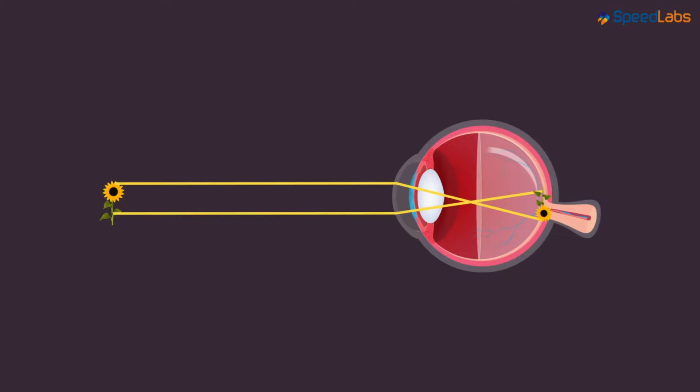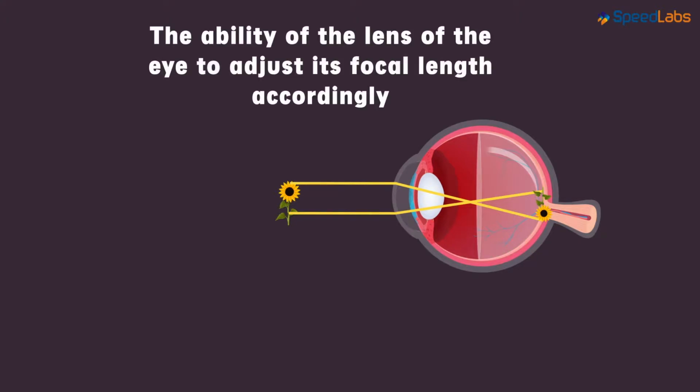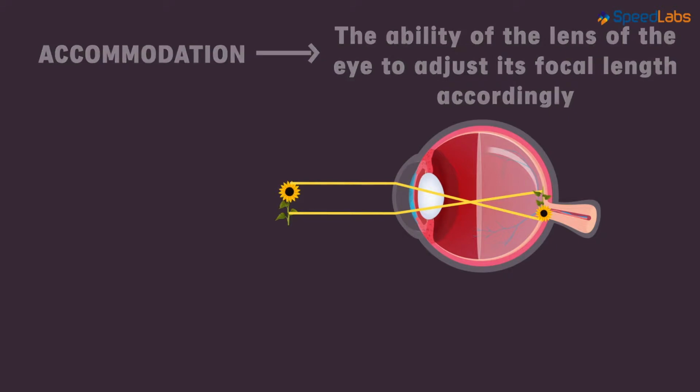So that's the whole point. By adjusting its shape, the lens makes sure that the image is always formed on the retina only, not in front or behind the retina. The ability of the lens of the eye to adjust its focal length accordingly is called accommodation. Now obviously, there is some limit to which the lens can increase or decrease its focal length.